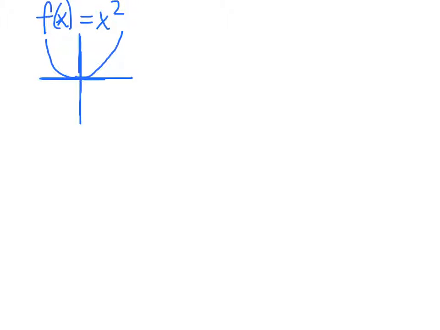So we're going to talk about functions and how we can tell when they increase and decrease. So we're looking at the function f of x equals x squared. If we notice on the left side of the graph, you should notice that the graph is going down. So when x is less than 0, f of x is decreasing.